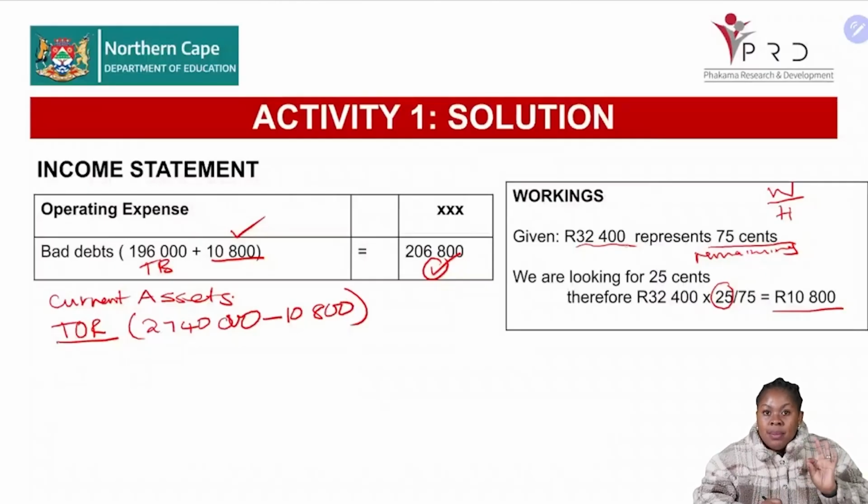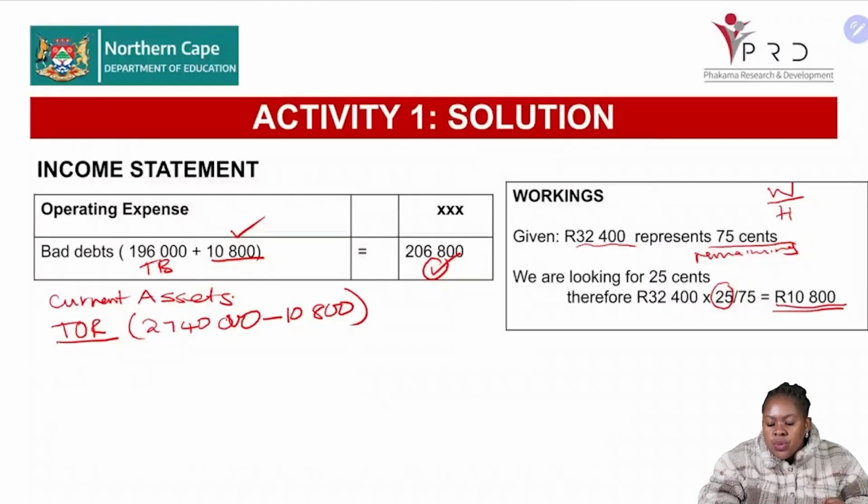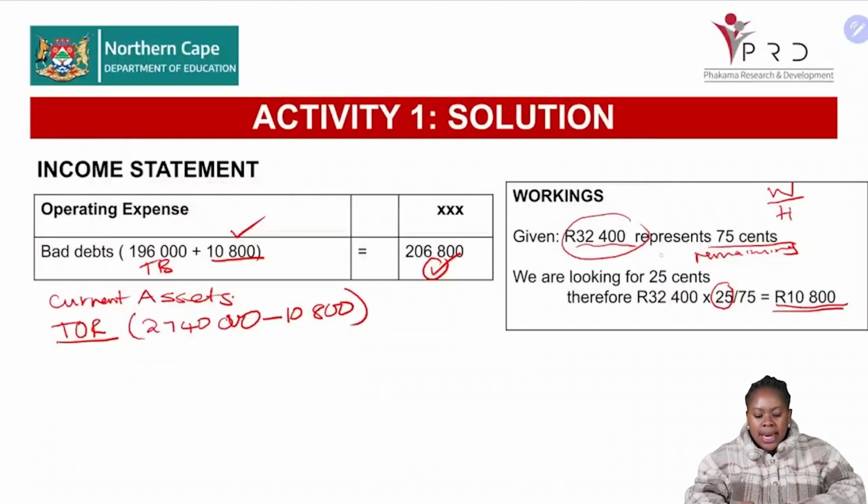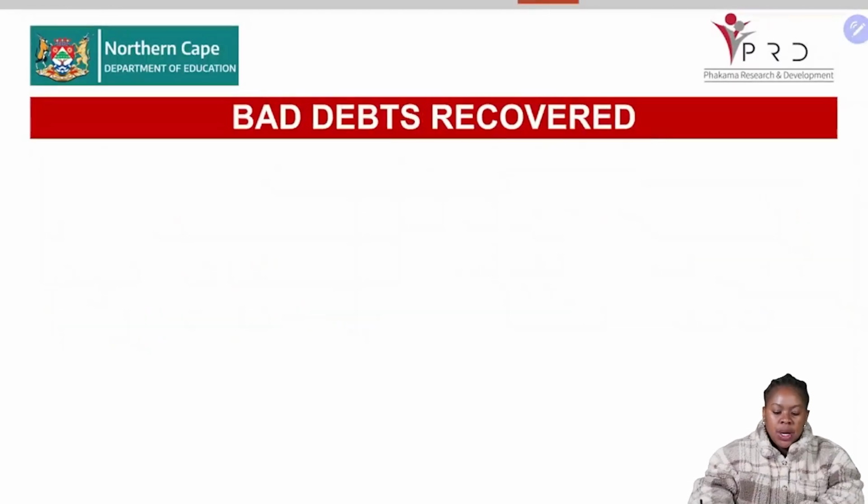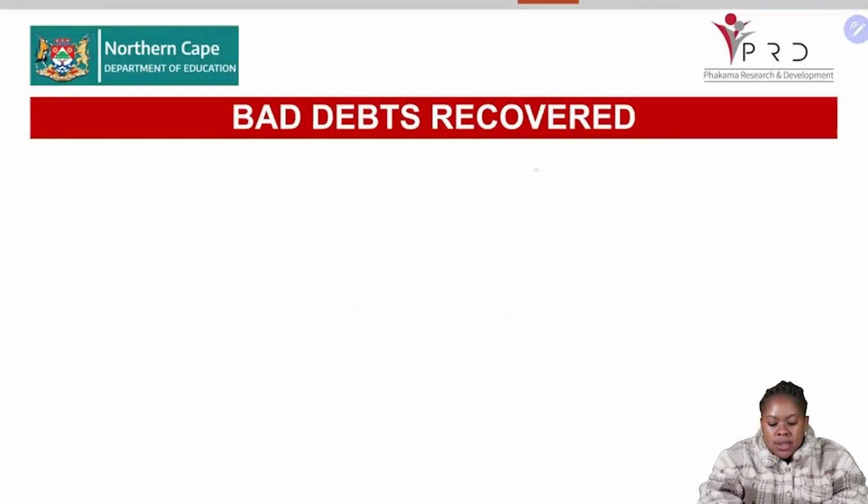Unless the examiner specifically indicates that the transaction was not recorded, then it means that I must just do the transaction that I'm required to do. If the examiner says the transaction of 32,400 was not recorded, then I can also subtract the 32,400. Are we clear? Okay, now let's move on to the next aspect, which is the bad debts recovered.